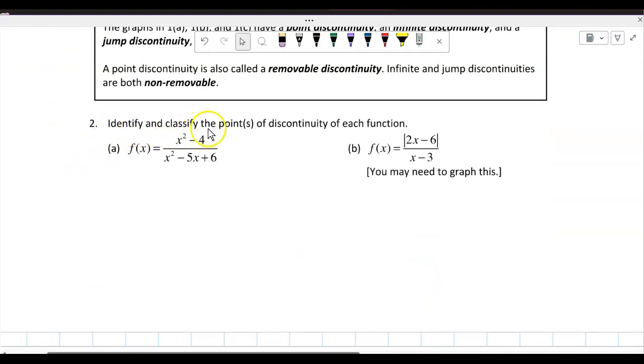Identify and classify the points of discontinuity in each of the following functions. You may need to graph this. Graph it and you see. You put infinite discontinuity at x is equal to 3 if you graph it. The next one also you have to graph.